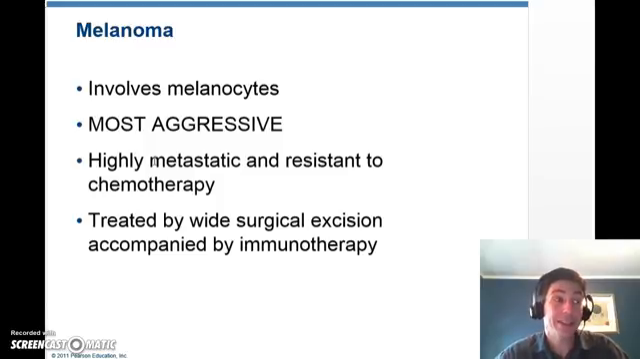So that's what metastasis is: when cells from a tumor leave the tumor and they enter either the lymphatic system or your circulatory system, your blood vessels, and then crawl out in another part of your body and start a new tumor. So melanoma is the most aggressive and resistant to chemotherapy. And as this says here, they just try and catch it early and surgically excise it before it can leave the epidermis and invade the dermis.